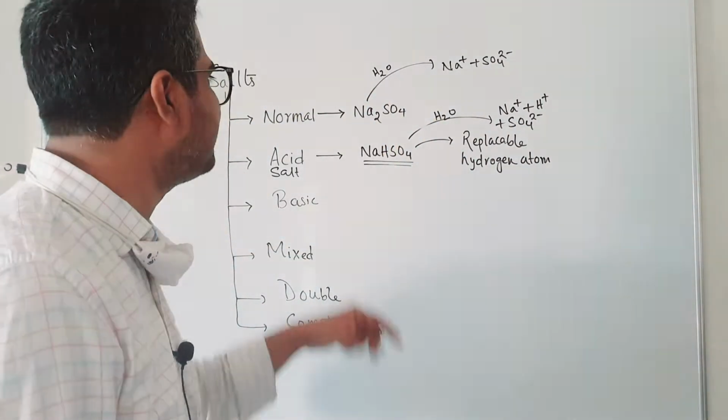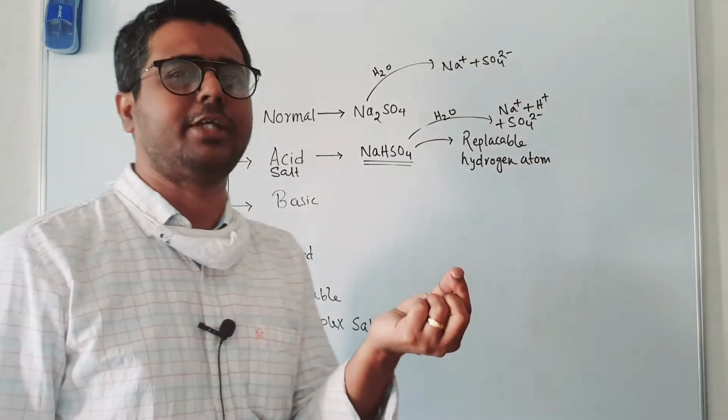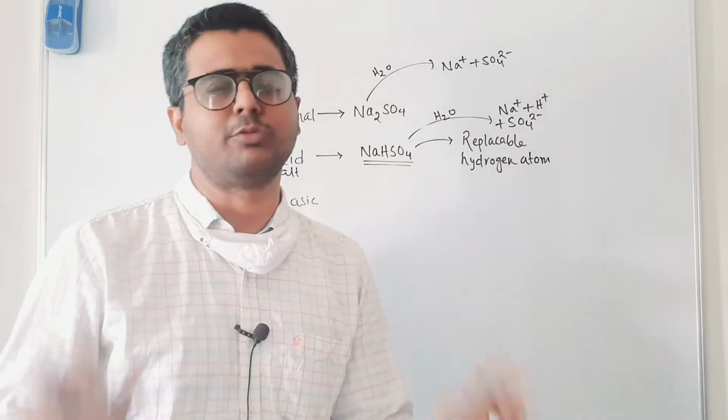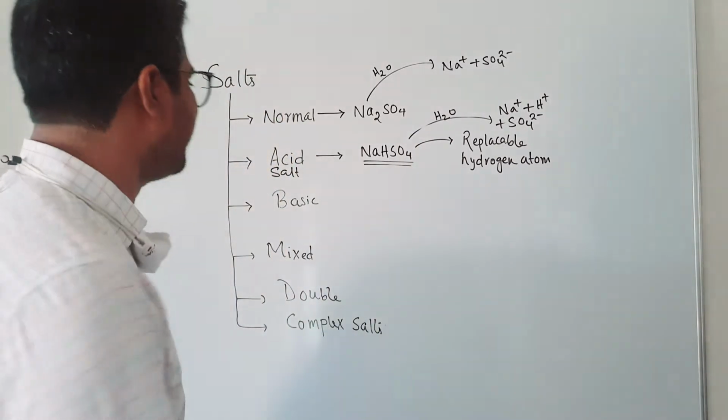So what is the difference between normal salt and acid salt? In the case of an acid salt, it has a hydrogen ion which can be given out if you put it in water. This normal salt does not have any hydrogen ion. Okay. Now what is a basic salt?